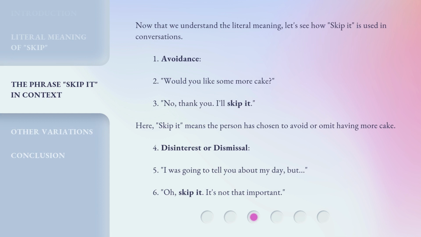Now that we understand the literal meaning, let's see how skip it is used in conversations. 1. Avoidance. Would you like some more cake? No, thank you. I'll skip it. Here, skip it means the person has chosen to avoid or omit having more cake.